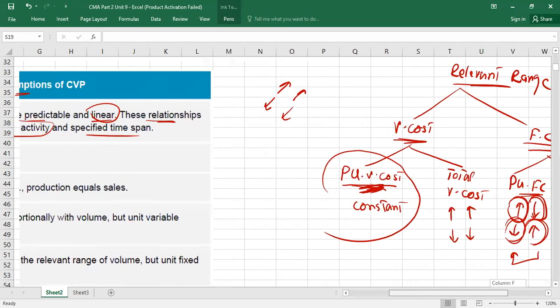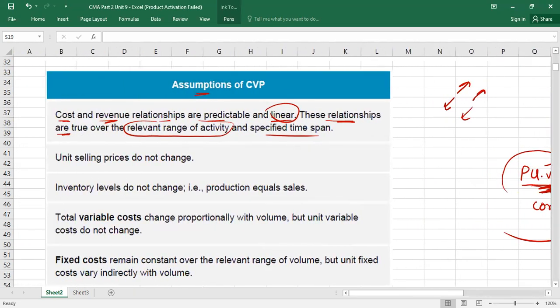So this is the first point. What was the first point? We assume cost and revenue relationships are predictable and linear, but these relationships are true over the relevant range of activity only. Maybe in the long term it will not be true, but in the short run it will be true. It is the time span in which your unit variable cost and total fixed cost will remain constant.